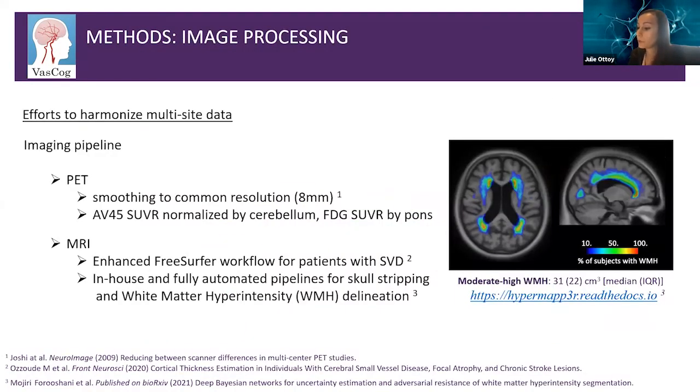Our pipelines were adapted towards multi-site data, including for the PET, the smoothing to a common PET resolution and the use of a common reference region for SUVR quantification. And for MRI, we used an enhanced resurfer workflow for patients with SVD that was developed at our lab, and also fully automated segmentation pipelines to quantify white matter hyperintensity volumes. So harmonization in general is an important aspect of dealing with multi-site data. And for me personally, being an imaging researcher, it was challenging, but also very enriching to learn how to process this multi-site data.